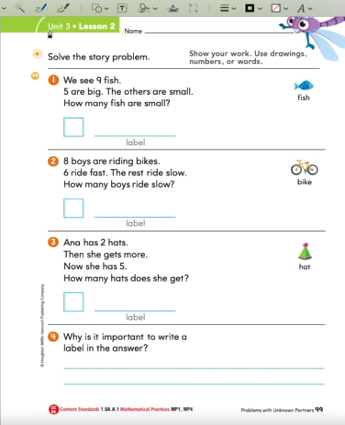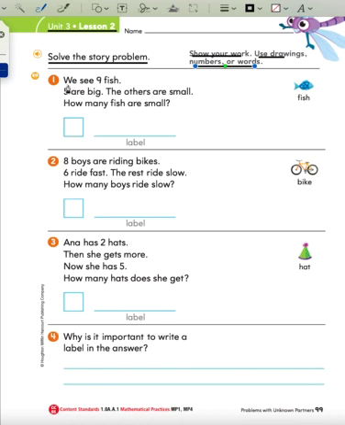Hi friends, so today we are working on Unit 3, Lesson 2 in our Math Expressions student workbook. Let's take a look at how we are supposed to do these problems. Our instructions say, solve the story problem. Show your work, use drawings, numbers, or words. So we've got to read our story problem first, and then we're going to make absolutely sure that we show our work. I'll do this first one as an example.